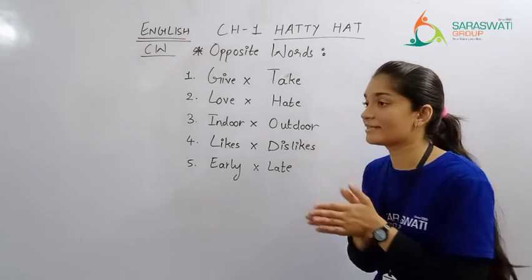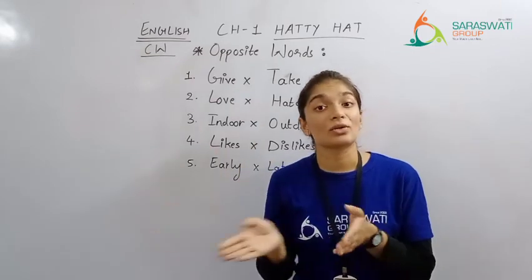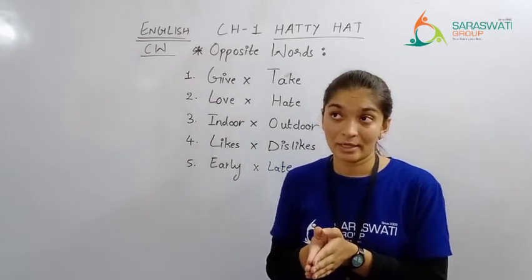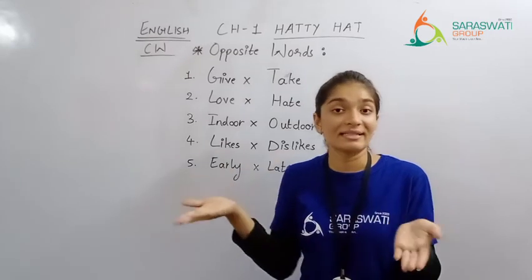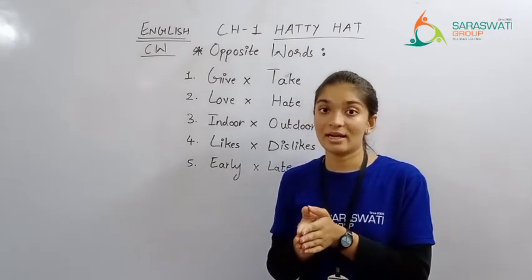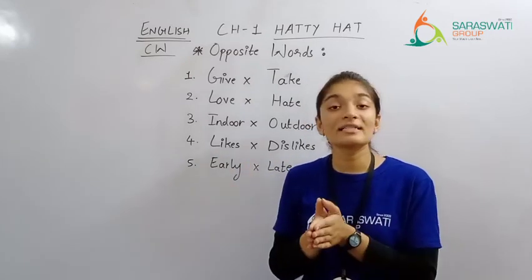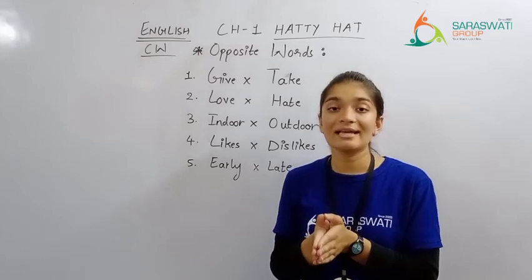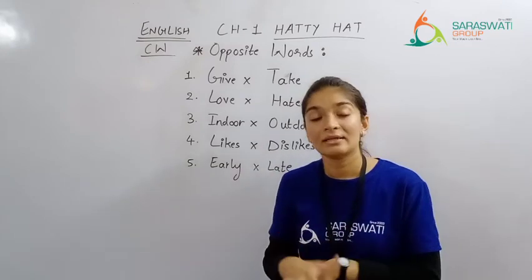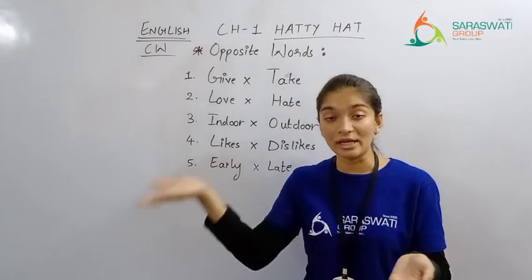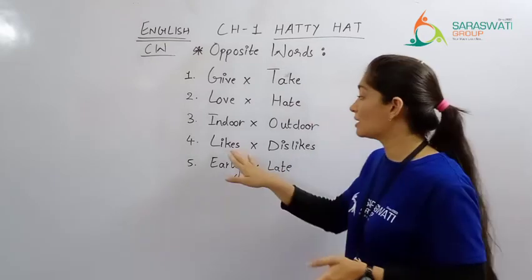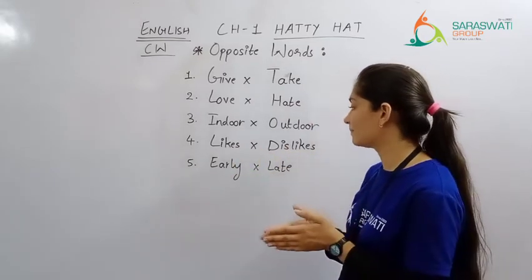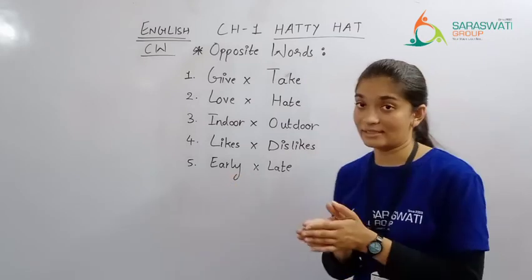Likes, dislikes. When you were introducing yourself at that time, તમે લોકોએ તમારી likes અને dislikes નક્કી કરી હશે, right? You might have listed your likes and dislikes. Right, likes એટલે કે તમને જે વસ્તુ ગમે છે, dislikes એટલે કે તમને જે વસ્તુઓ નથી ગમતી, right? So likes and dislikes. Early, late.